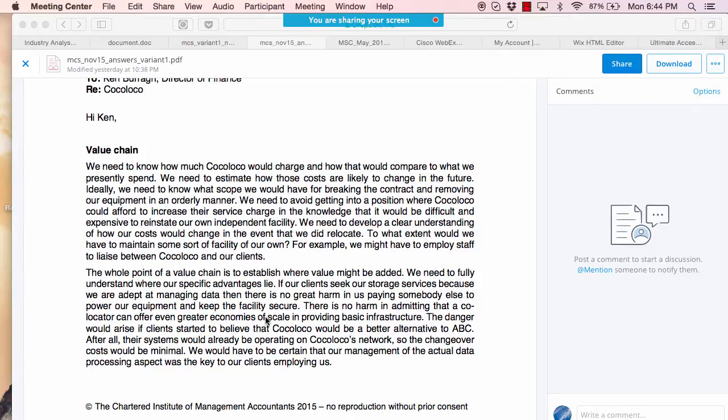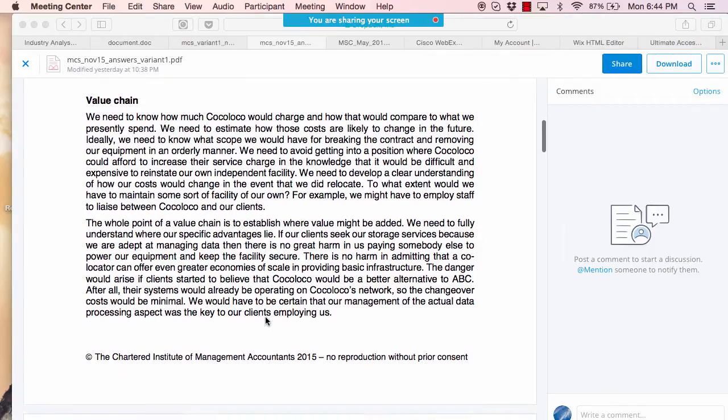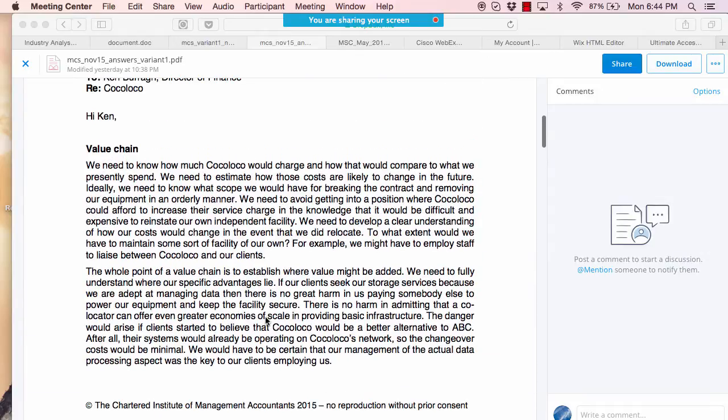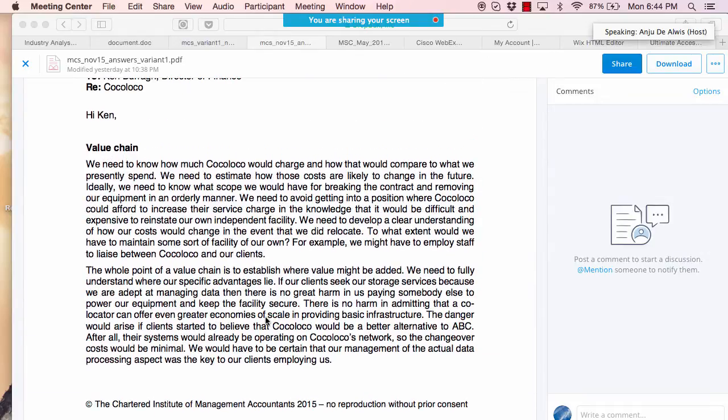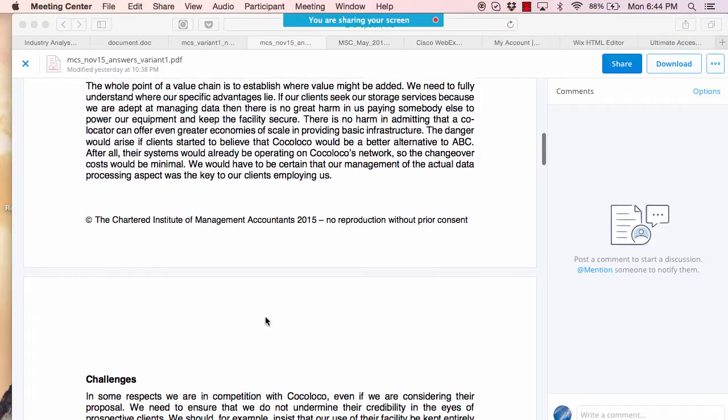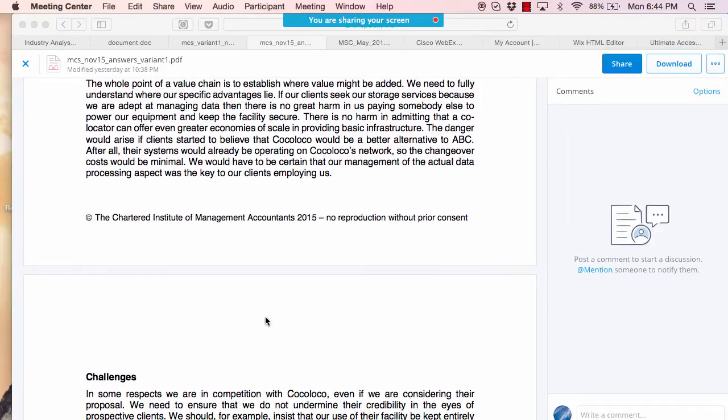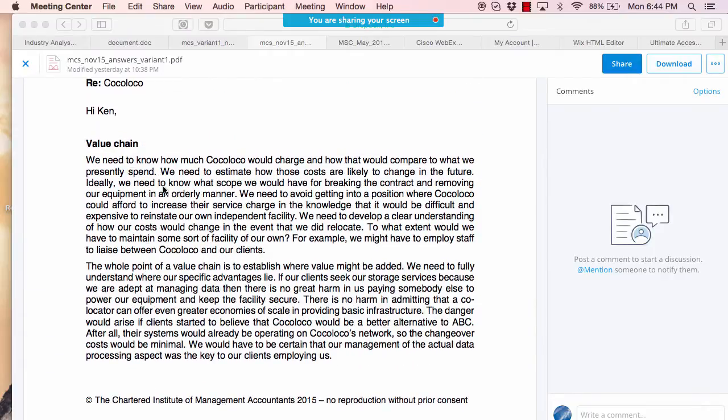Yes. Right. So there are two things. There are two questions they're asking: about the value chain, and then about the challenges. That is the separation. You need to see what they're asking. Then we need to know how much Coloco would charge and how they would compare to what we presently spend. So we need to estimate how those costs are likely to change in the future.